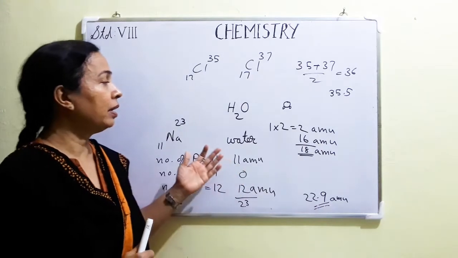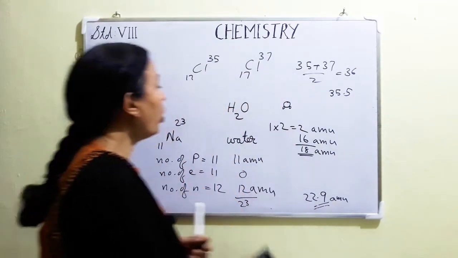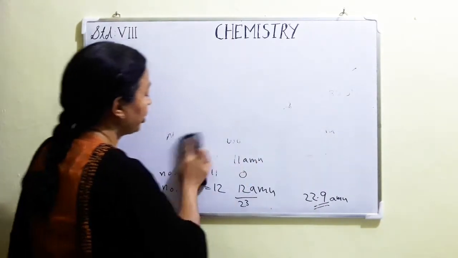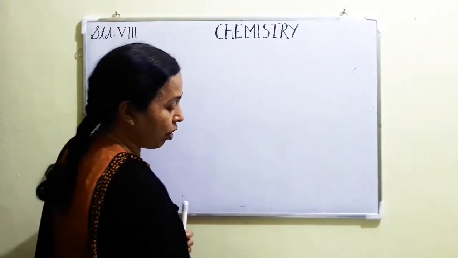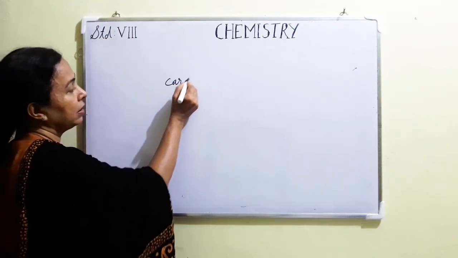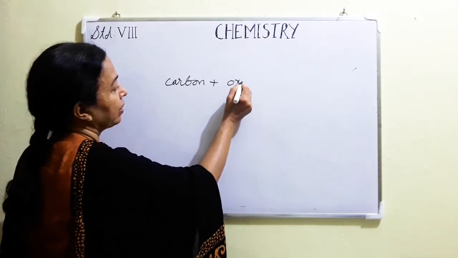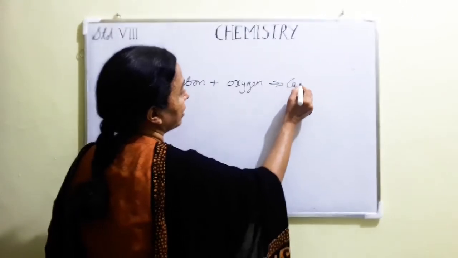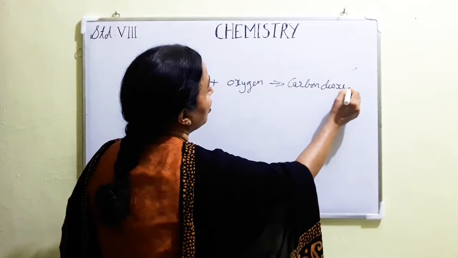Okay. Now let us see one chemical reaction. Coal burning in air. Carbon dioxide will be formed. When coal burns in air, carbon dioxide will be formed. So I am going to write the reaction. Coal means it is carbon. Carbon burns in air. It is combining with oxygen in the air, and it produces carbon dioxide.